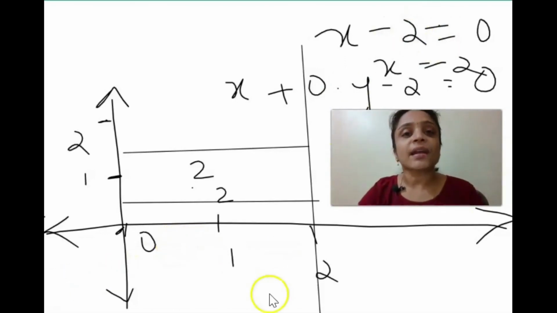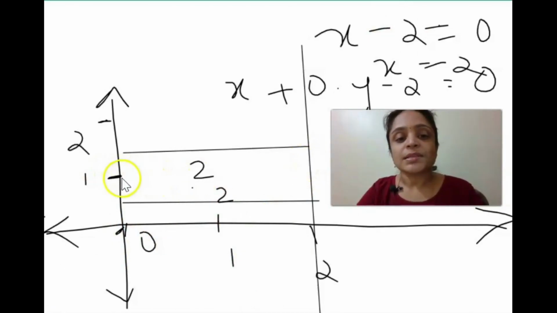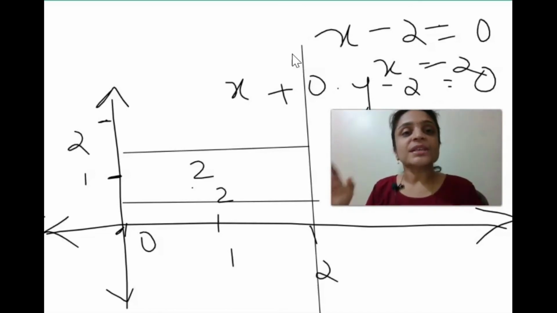So you can draw a graph here. When y equal to 1, x equal to 2. When y equal to 2, x equal to 2. When y equal to 3, x equal to 2. So when you join those points, you will get a line that is parallel to the y-axis. So when the equation is a linear equation with only one variable, that is x, you will get a line that is parallel to the y-axis. Now we'll see one more example.